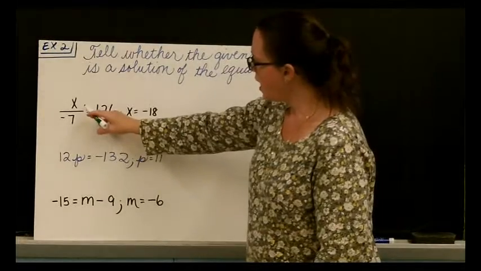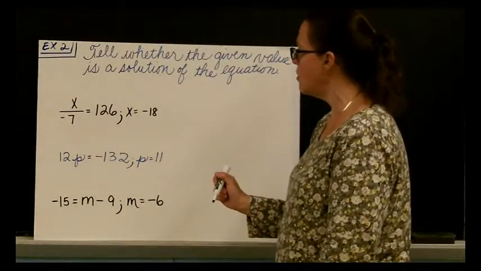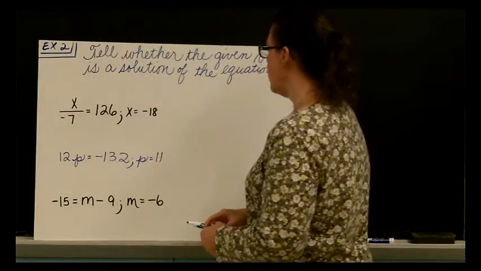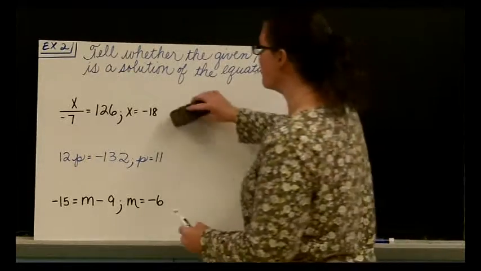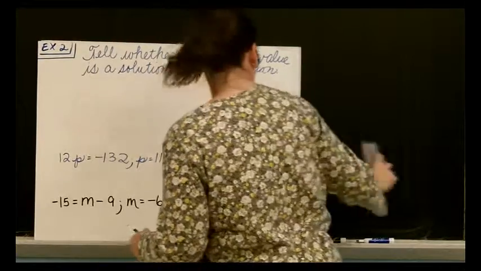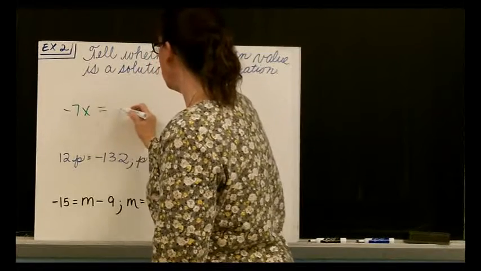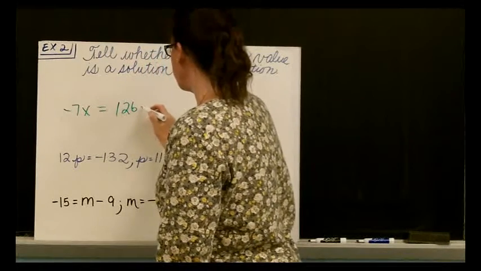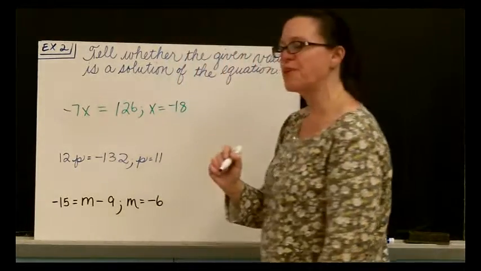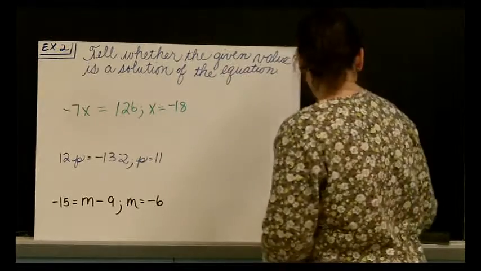So this first problem, x divided by -7 equals +126. And what we want to know is, is the answer -18? And it is not, because I made a mistake when I was writing the problem. What I meant to say was negative 7x equals positive 126, where x has a value of negative 18. Sorry about that. But what we do here is we substitute the value of x into the equation.